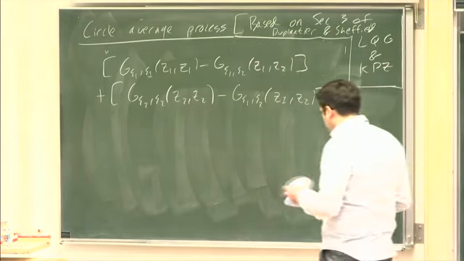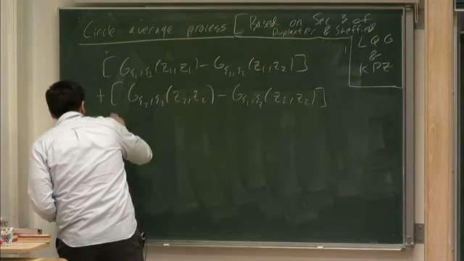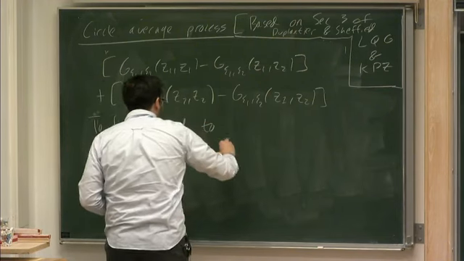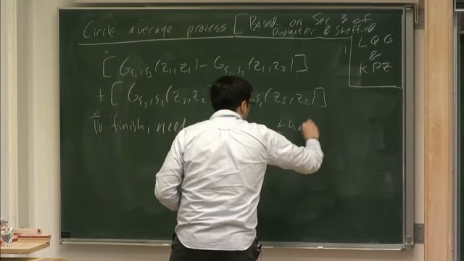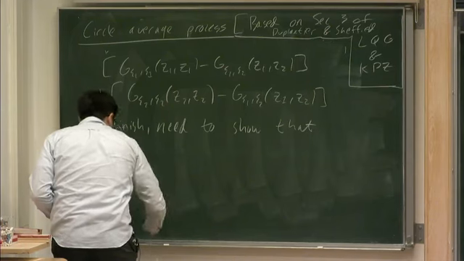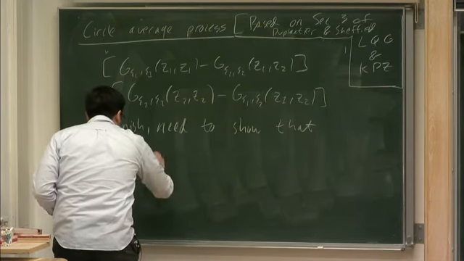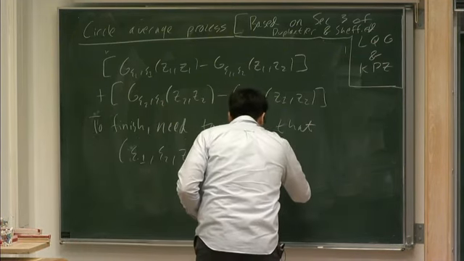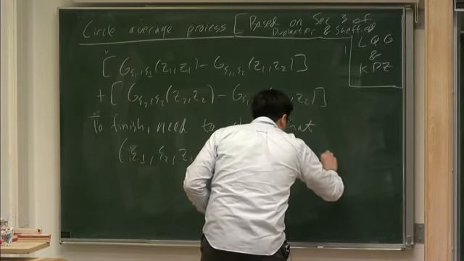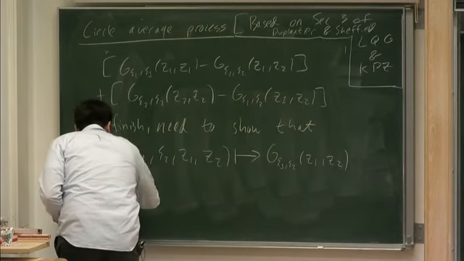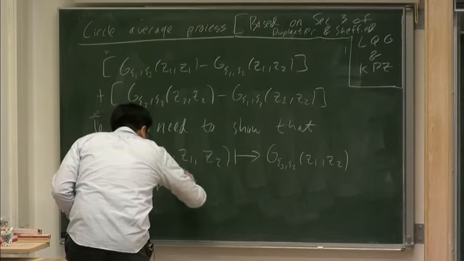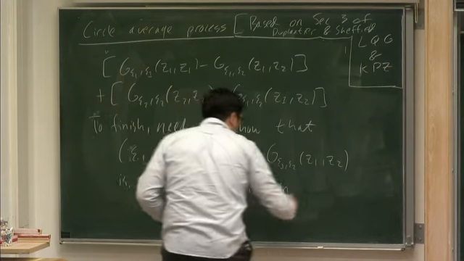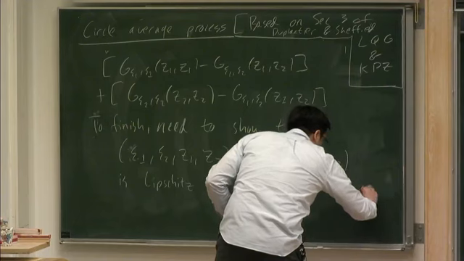And so what you see is that in order to finish, all that you have to do is show that the map which associates a quadruple, epsilon 1, epsilon 2, Z1, Z2, to G epsilon 1, epsilon 2 of Z1, Z2, is a Lipschitz function for Z1 and Z2 in K, and epsilon 1, epsilon 2 greater than or equal to epsilon 0.